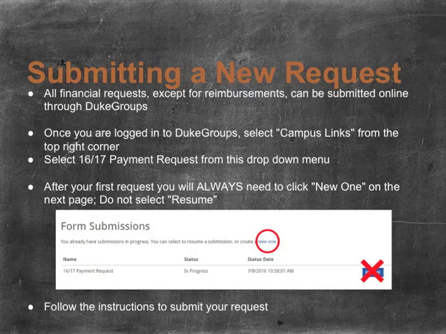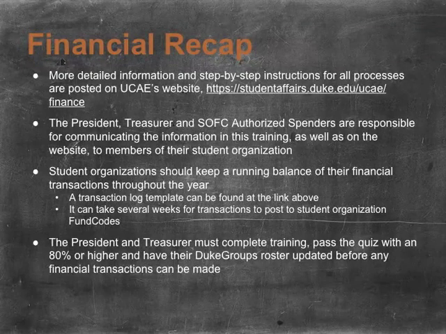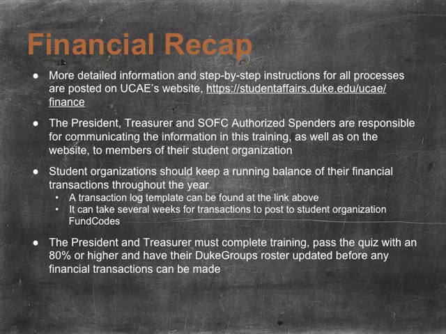To submit a new request, you will need to log into Duke Groups, click Campus Links in the top right corner, and then click 1617 Payment Request. After your first request, you will need to click New One on the next page. Please do not select Resume. Follow the instructions within this form in order to submit your request to the UCAE Business and Finance Office for review. More detailed information and step-by-step instructions for all processes are posted on UCAE's website.